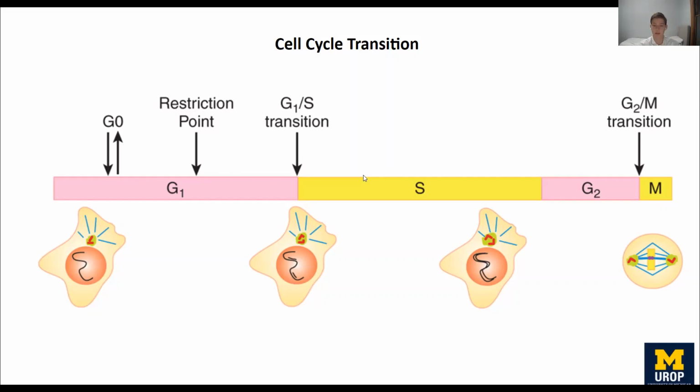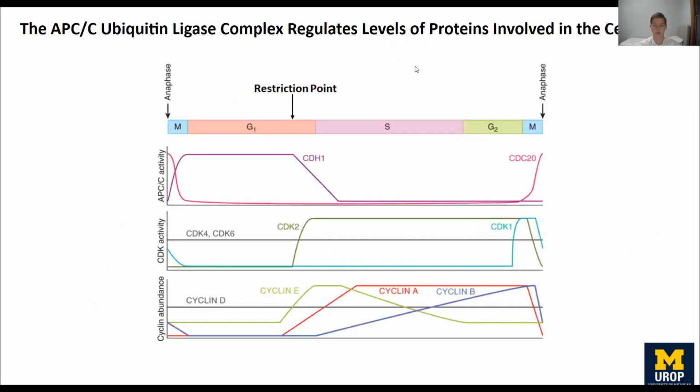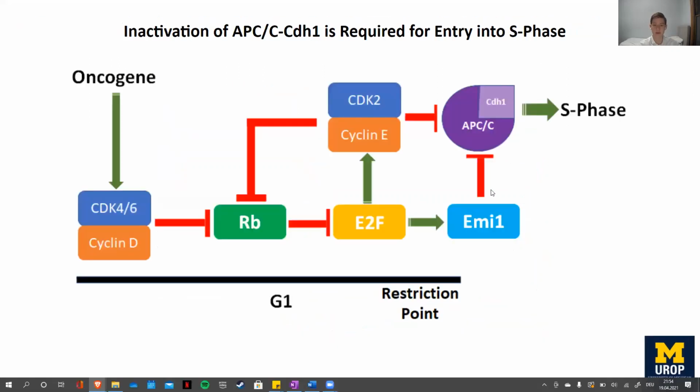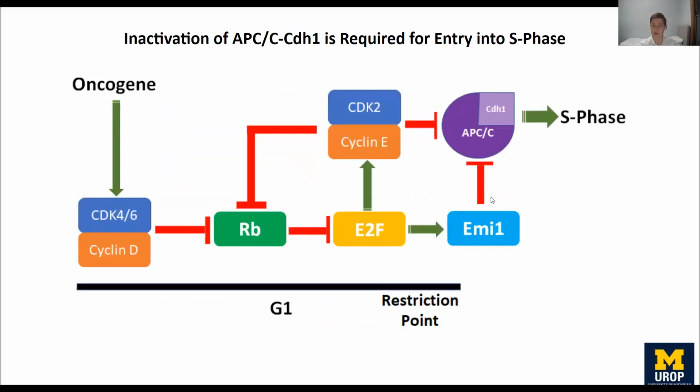It is regulated by a series of proteins. You might have seen these diagrams before, especially the top one of APC/C activity. APC/C with CDH1 is a protein complex that together with cyclins and cyclin-dependent kinases controls the progression of the cell cycle. The key point here is that APC/C CDH1 depletion is needed to pass this restriction point and enter S phase. As you can see here, this whole depletion of APC/C CDH1 is regulated by a series of other proteins.